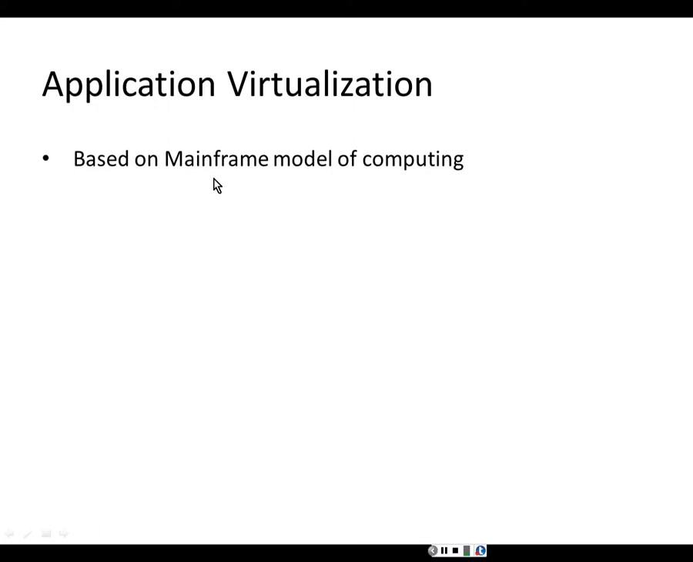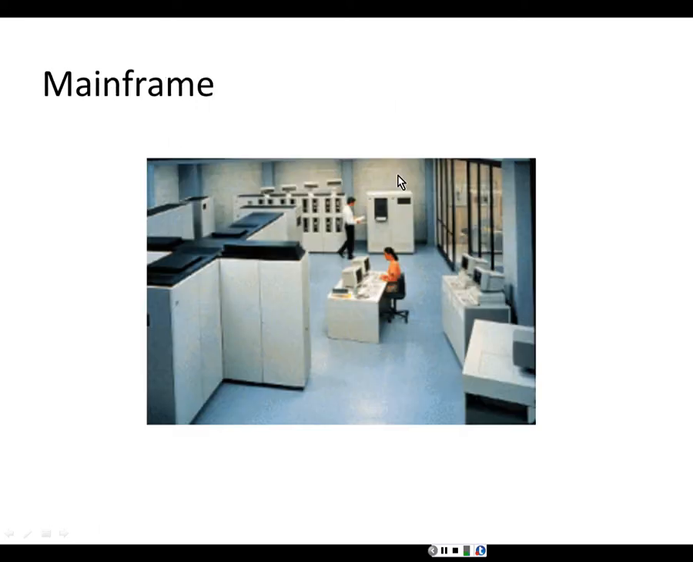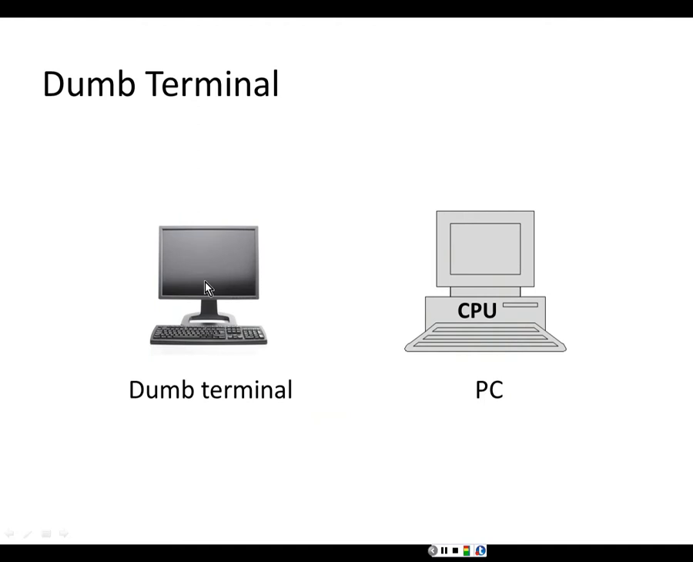But application virtualization is based upon the mainframe model of computing. And as you know, a mainframe is a big old computer which is in a separate air-conditioned room. And for users to access the mainframe, they stand at dumb terminals. A dumb terminal is just a keyboard and a monitor. Now you know what a PC is. A PC has a keyboard and a monitor and a CPU. But a dumb terminal attached to a mainframe has just a keyboard and a monitor. It doesn't do any processing.